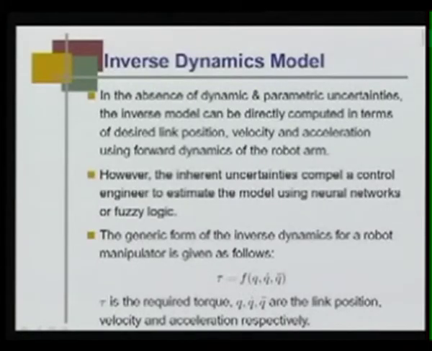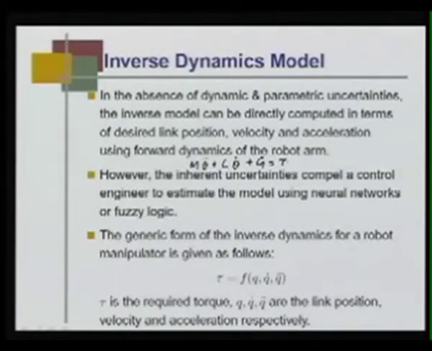So, what is the inverse dynamics model? In the absence of dynamic and parametric uncertainties, the inverse model can be directly computed in terms of desired link position, velocity and acceleration using the forward dynamics of the robot arm. So, this is very simple. In a general robot, dynamics is M theta double dot plus C theta dot plus G is tau.